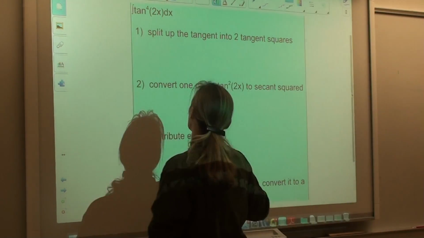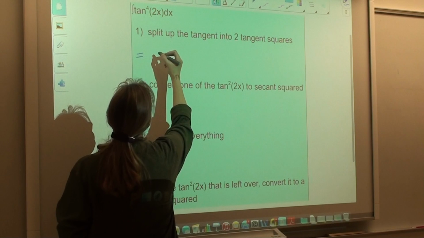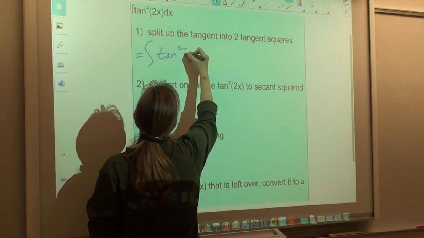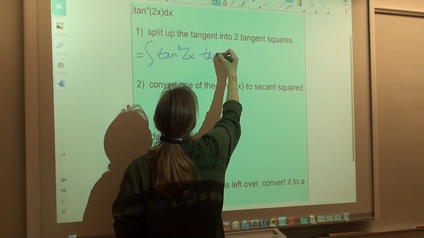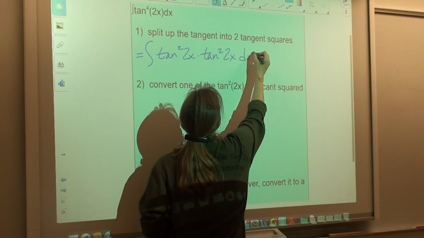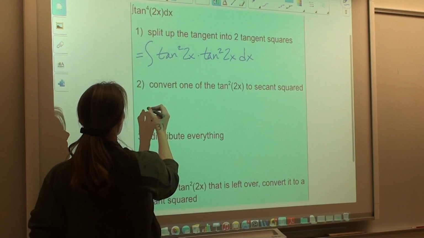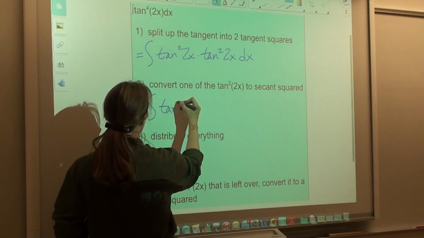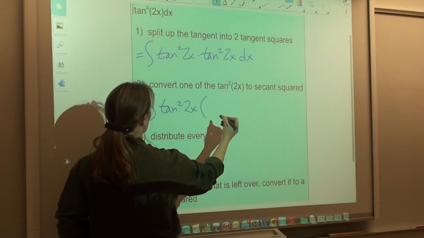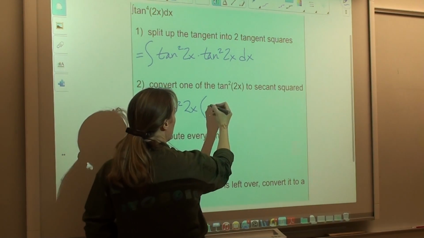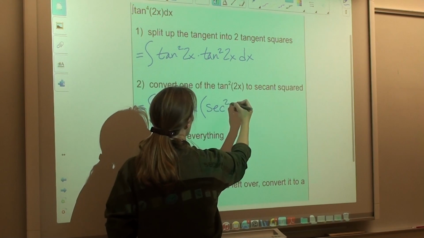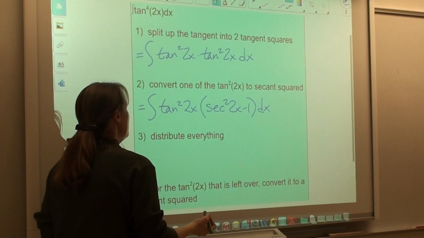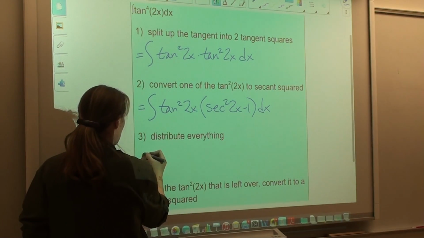All right, for time's sake, I'm going to walk you through. All right, so split it up into two tangent squares. Tan squared 2x times tan squared 2x dx. All right, so we're going to convert one of these to secant squareds. I can never remember, is tan squared equal to secant squared plus 1 or secant squared minus 1? It's minus. Are you sure? Check. Okay, now we have to distribute it out.